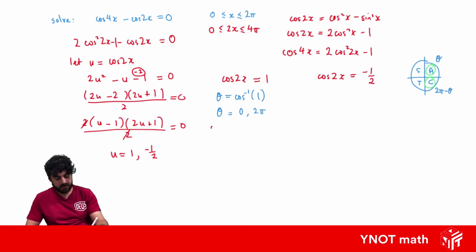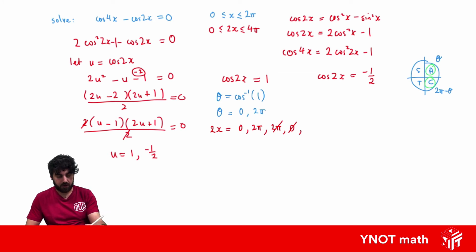That means our answers for 2x are going to be our base angle itself, of 0 and 2 pi, and 2 pi minus our base angle. So we get 2 pi minus 0, which is 2 pi, or 2 pi minus 2 pi, which is 0. So we can see we've doubled up on the answers, so we can scrap those. We've already accounted for them.